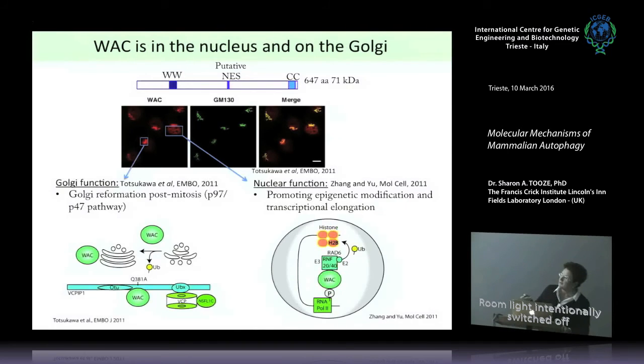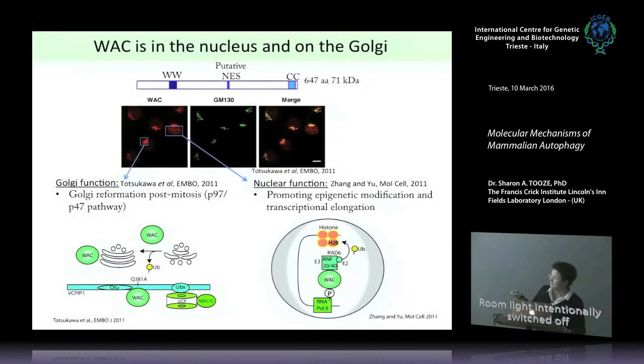There were two different papers, one implicating the protein in Golgi reformation after mitosis, involving the p97 ATPase complex and a deubiquitination of the Golgi fragments to make a new Golgi. The other implicated the protein in nuclear function, actually in an epigenetic modification. This is where the WW domain binds the phosphorylated RNA polymerase II, and the coiled-coil domain binds the RNF20/40 E3 ligase, which promotes ubiquitination of histone H2B, and that's where you get the epigenetic modification.